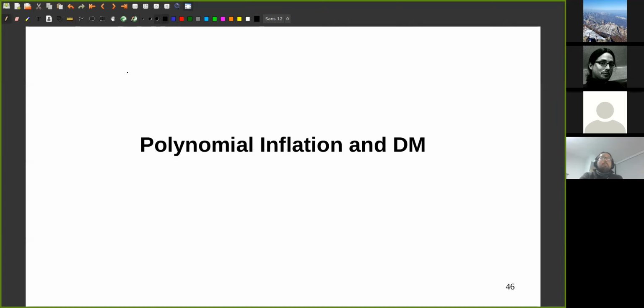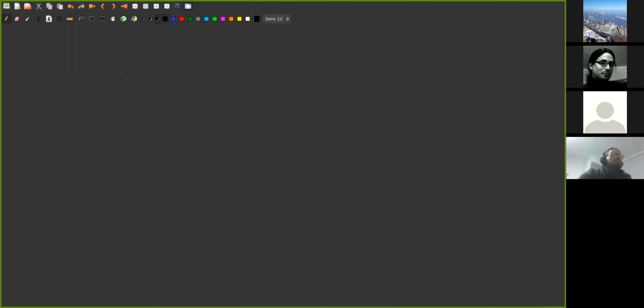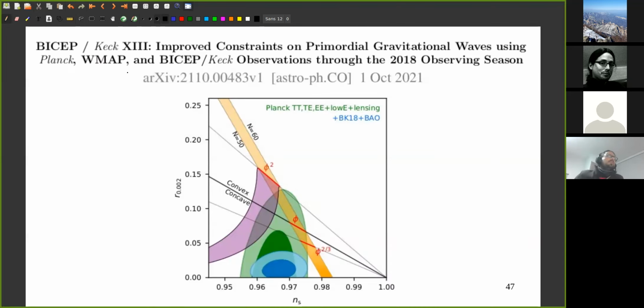So before talking about polynomial inflation, I will show you the result. For sure you're aware of this. This is a paper that appeared last week, maybe 2 weeks back, on October the 1st. These are the very latest results from the BICEP and Keck collaboration. This is a plot of r, the tensor to scalar ratio, as a function of the spectral index of the scalar spectrum.